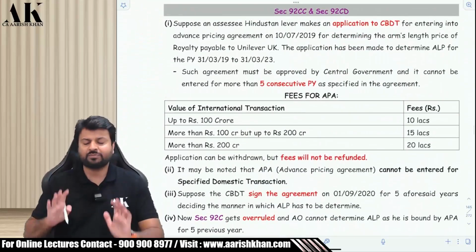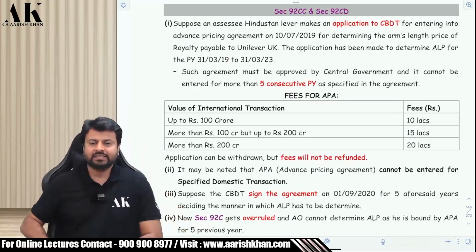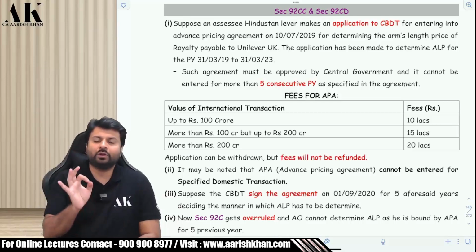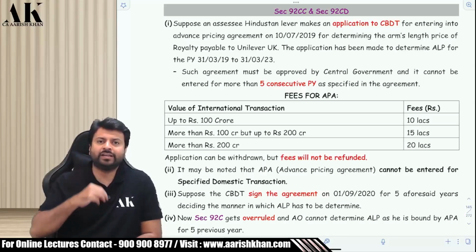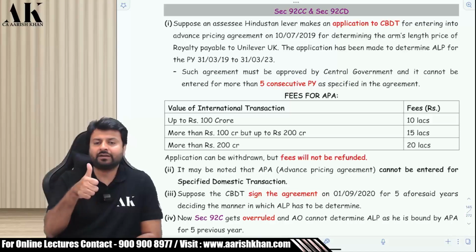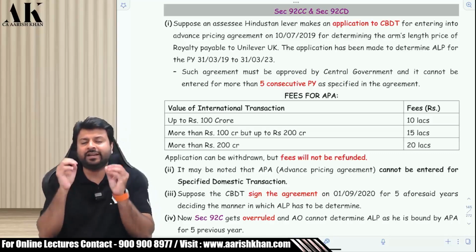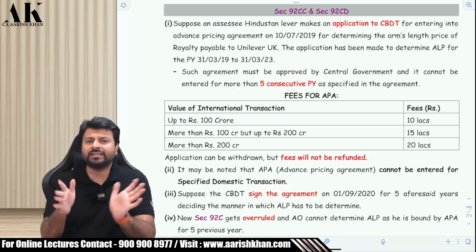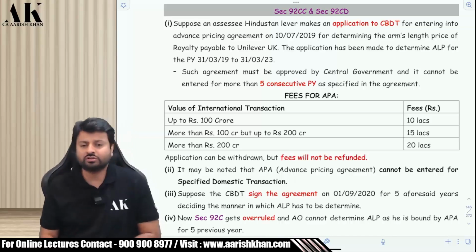Now let's move ahead with the next point, which is extremely important and a very big one, and that is 92CC and 92CD. Sir, what is 92CC? 92CC talks about advance pricing agreement. Sir, what is advance pricing agreement? Advance pricing agreement is an agreement which you enter into with CBDT, whereby CBDT will determine your arm's length price, or tell you the manner in which arm's length price has to be determined, so that there is no question raised on your arm's length price. Nobody can raise any question, and once CBDT determines the arm's length price, the AO cannot raise any question, the CIT appeal cannot raise any question, the CIT cannot raise any question, the TPO cannot raise any question, you also cannot raise any question, you also cannot appeal against that.